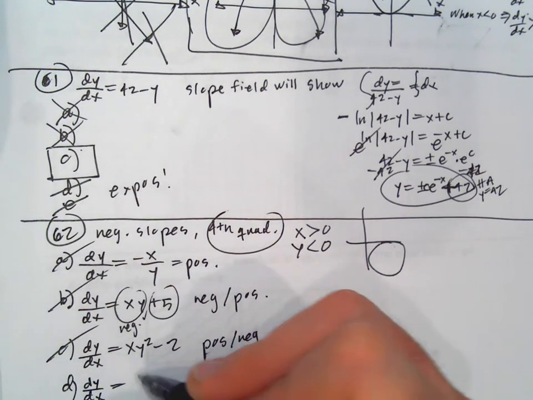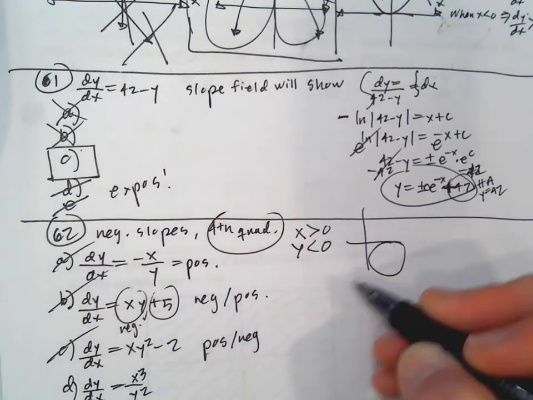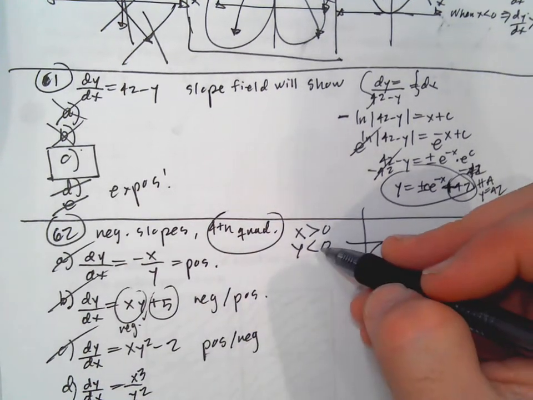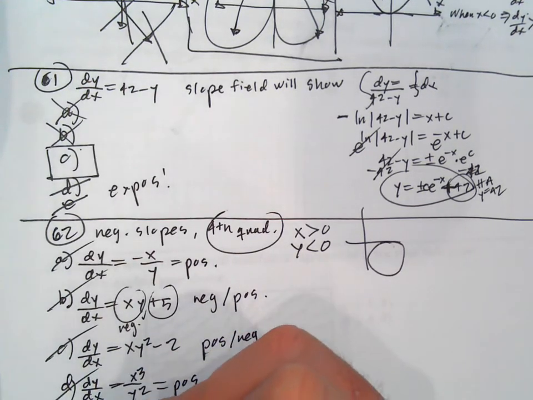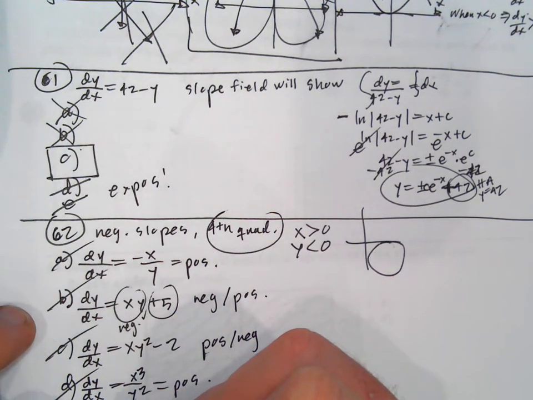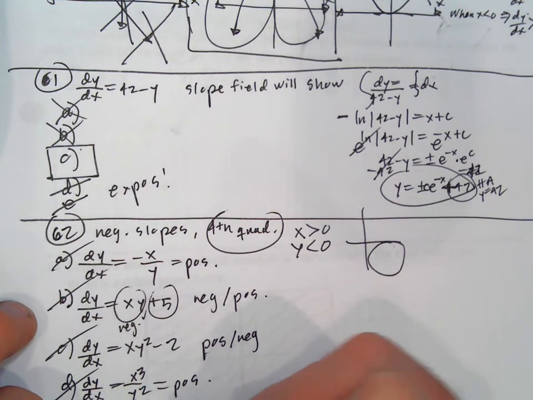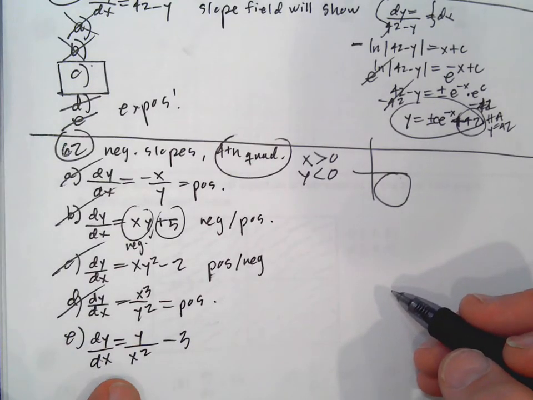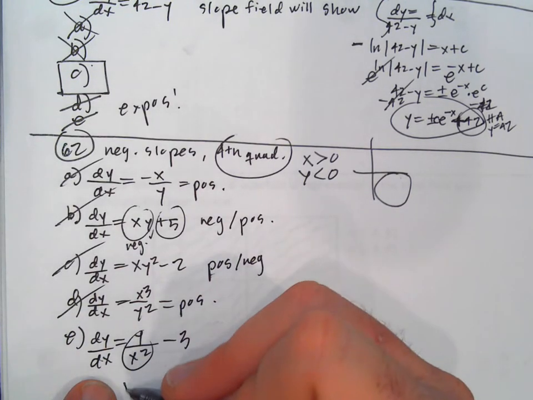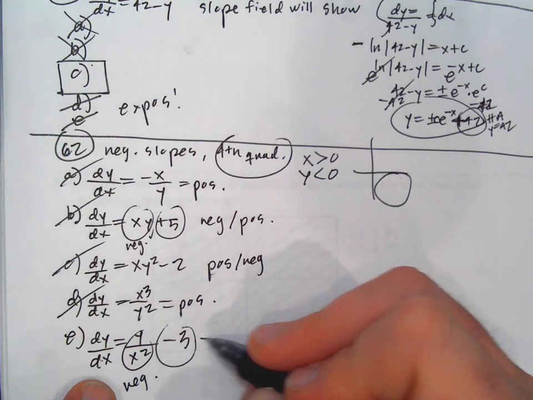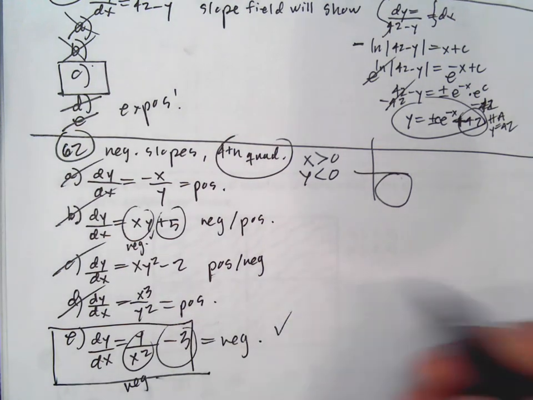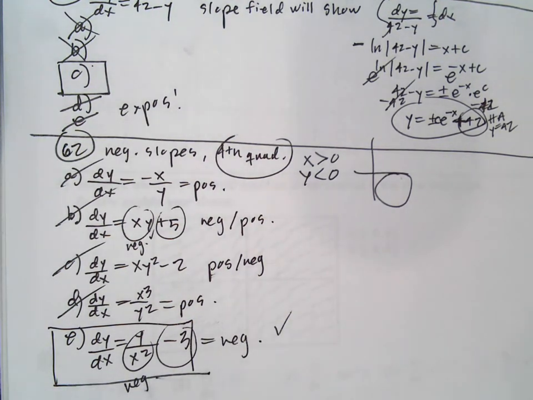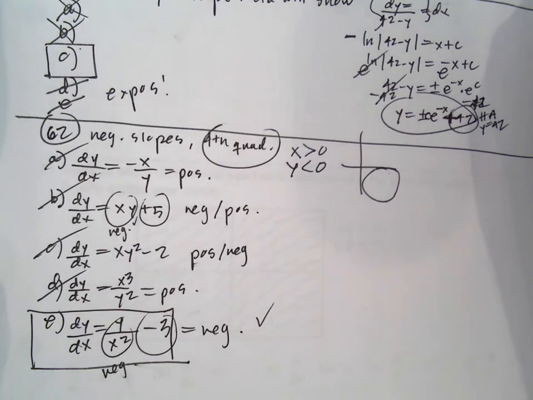D, x cubed over y squared. Well, x is positive, so that's going to be positive. Y squared is positive. This is going to be positive for sure all the time. So that one's out. And then this one, y is going to be negative, x is positive, squared is still negative. This is for sure always negative. And then we're subtracting, so this is for sure always going to be negative. That's the one. So you can narrow these down without sketching all these slope fields. You can find the answers. All right, that's it.